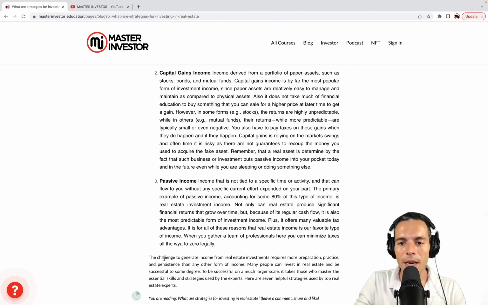Capital gains income relies on market swings, and oftentimes it is risky as there are no guarantees to recoup the money you used to acquire the asset. Remember that a real asset is determined by the fact that such a business or investment puts passive income into your pocket today and in the future, even while you're sleeping or doing something else.